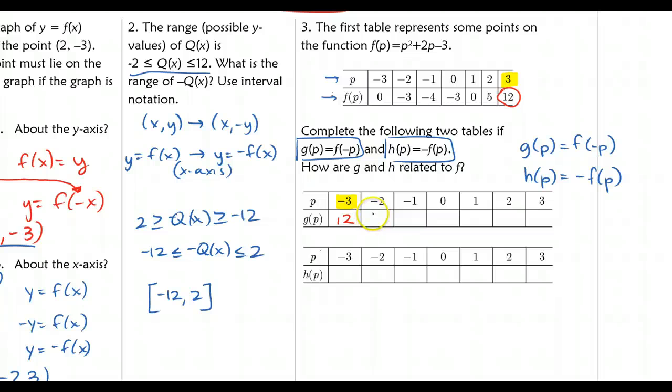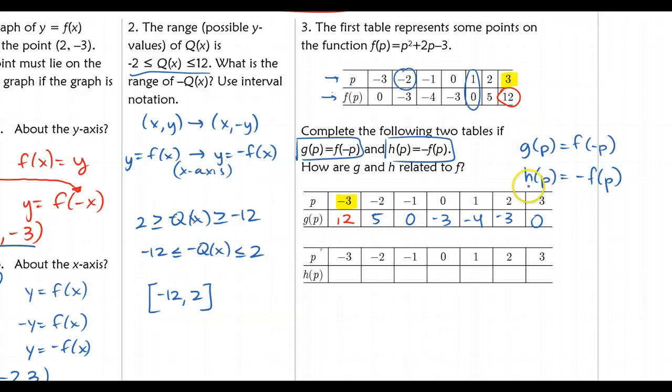Alright, so for -2, I should have 5. For -1, looking here, it'll be 0. For 0, it's going to be -3. For 1, we're going to look at -1. For 2, we'll look at -2. And for 3, we look at -3 to get 0. So there's my table. For h of p, I do the same thing.